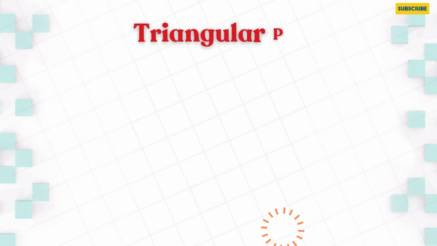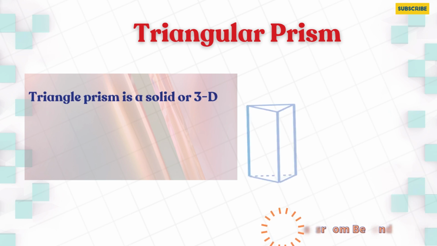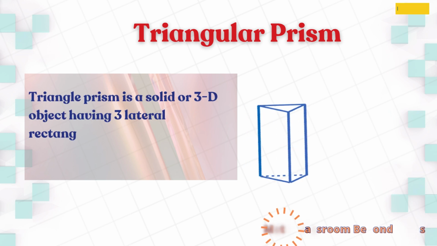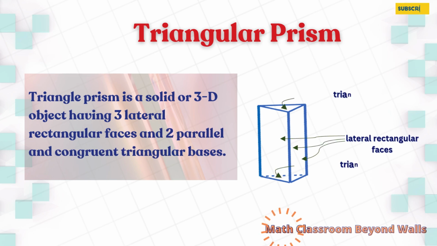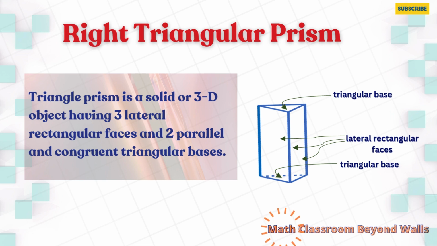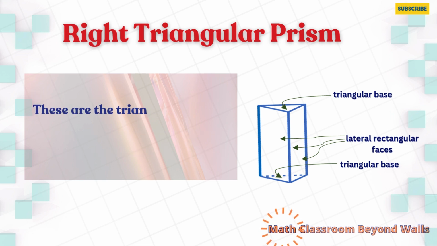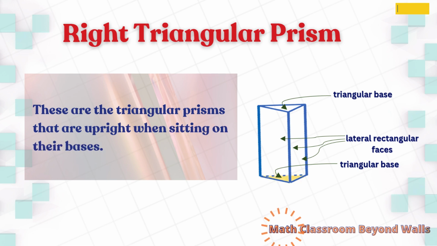In an earlier video, we described a triangular prism as a solid or 3D object having 3 lateral rectangular faces and 2 parallel and congruent triangular bases as shown. In this video lesson, we will only consider right triangular prisms. These are the triangular prisms that are upright when sitting on their bases, like what we have here.